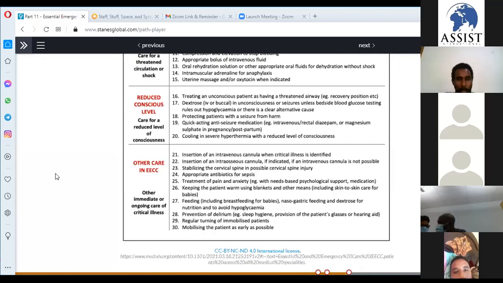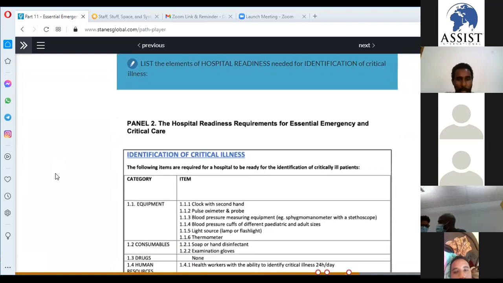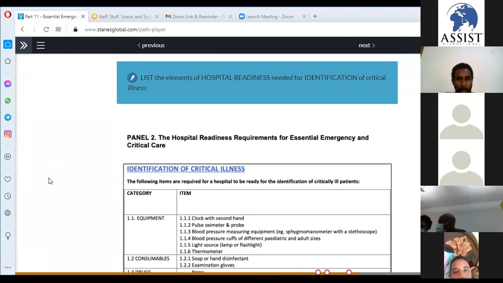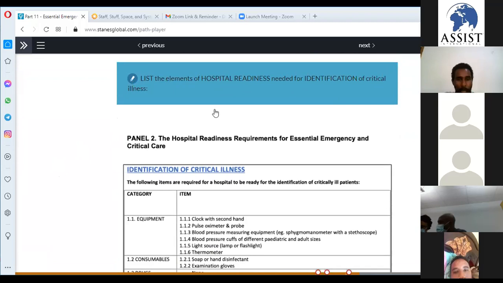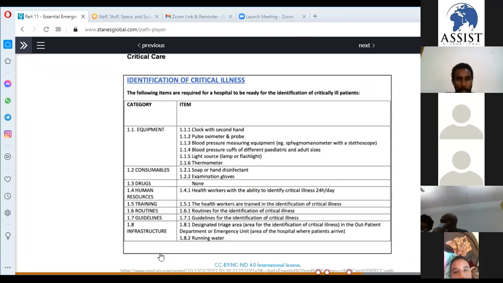Then what's the hospital readiness? What should the hospital look like to be able to give care for such patients? So there is a question: list the elements of hospital readiness needed for identification of critical illness. There are categories: equipment, consumables, drugs, human resources, and infrastructure as well.